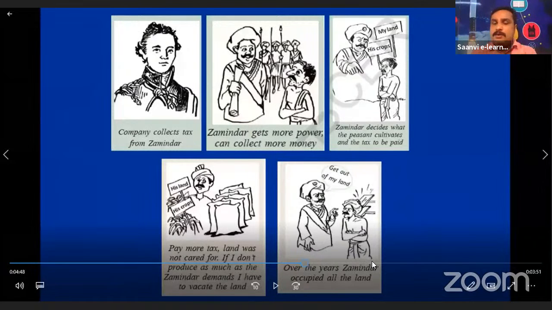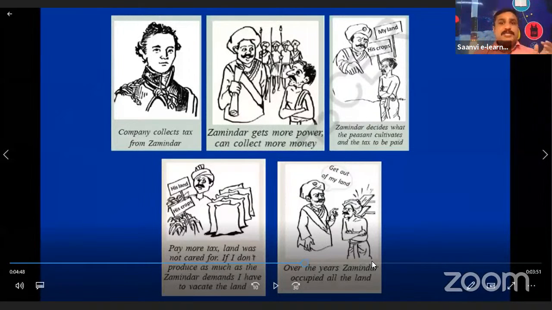They are concentrating only on the income. So the maximum tax they collected from the peasant. Finally, get out of my land. That is the final decision given by the authority or zamindars. Over the years, zamindars occupied all the land. It means zamindars became big landlords, we can say that.